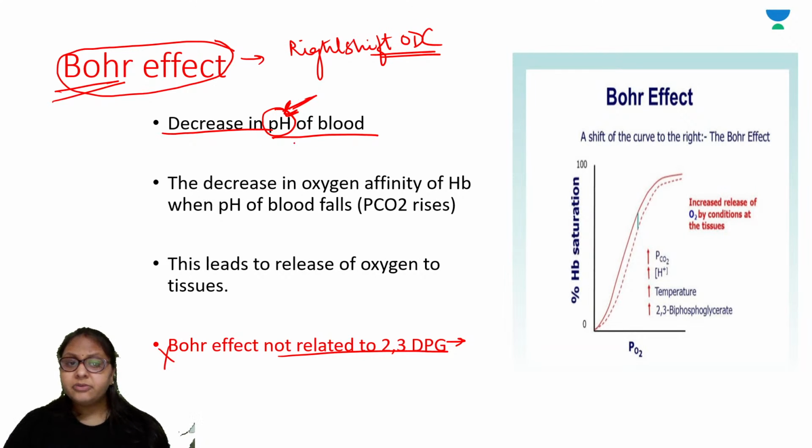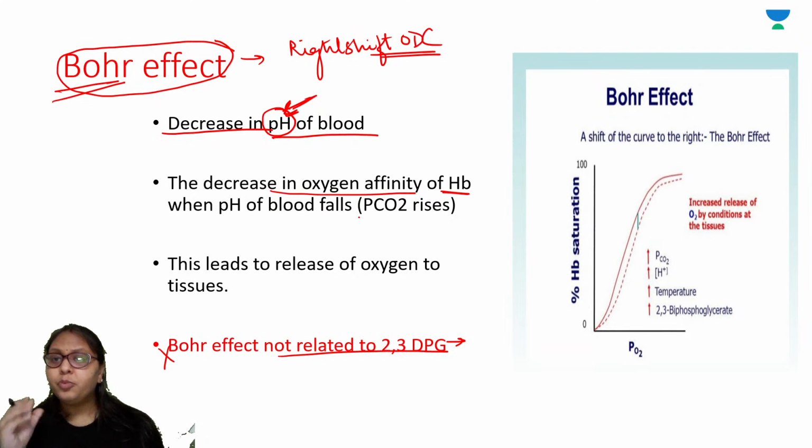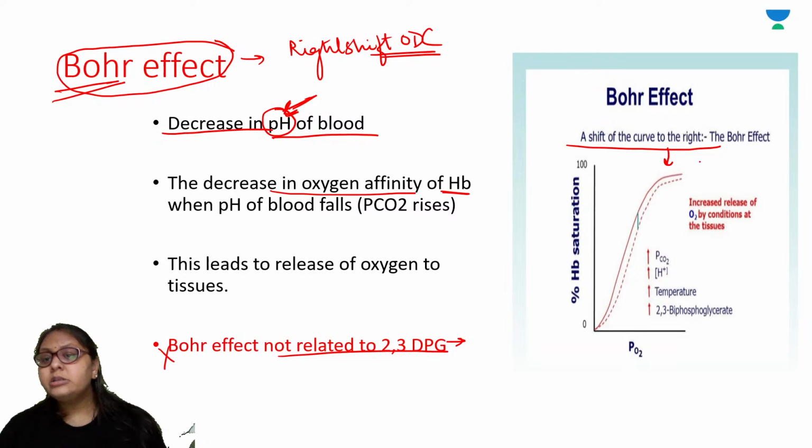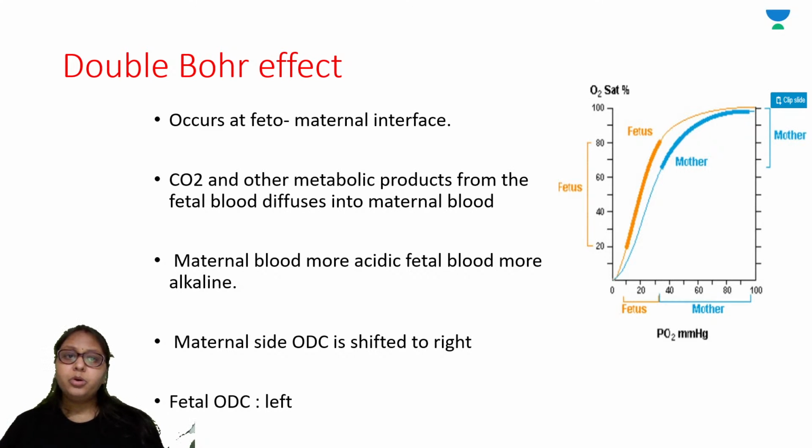Because of the decrease in the pH of the blood, there is a decrease in the oxygen affinity of hemoglobin, and therefore the release of oxygen to the tissues is increased. The Bohr effect is the rightward shift of the ODC because of the decrease in the pH. That is the Bohr effect.